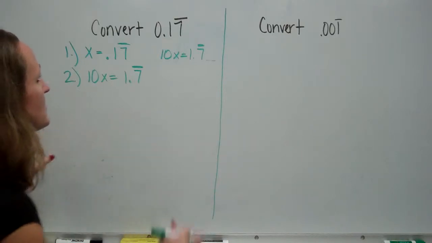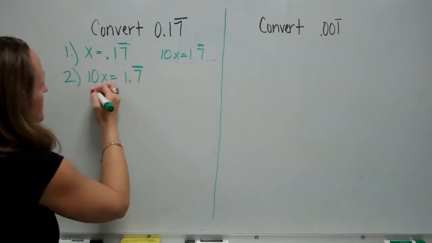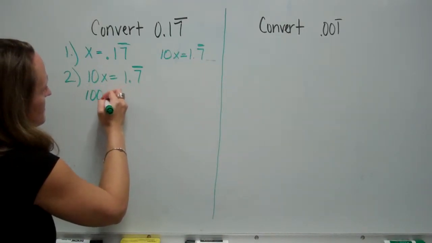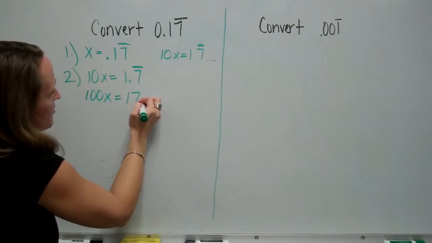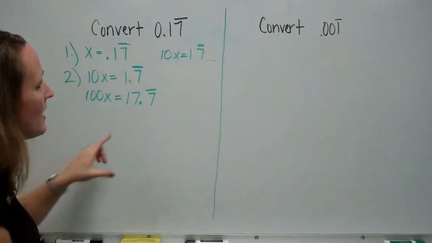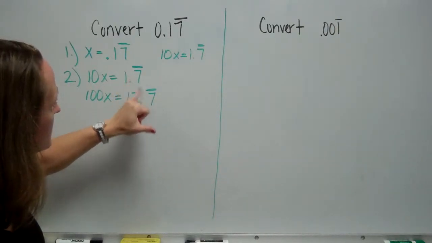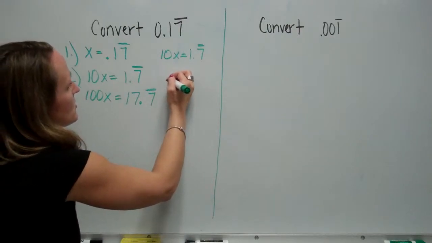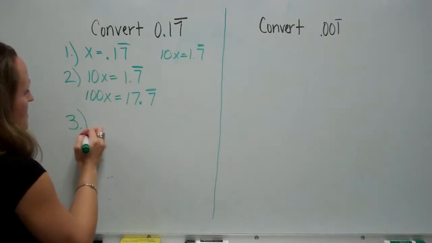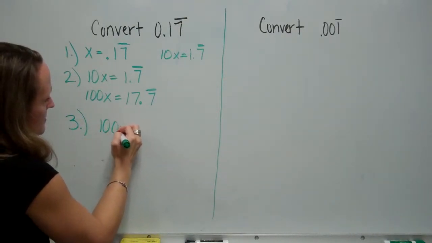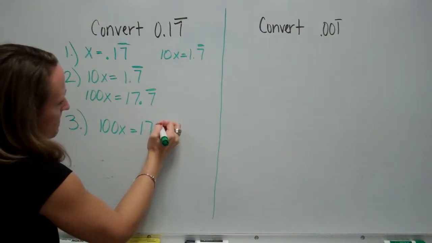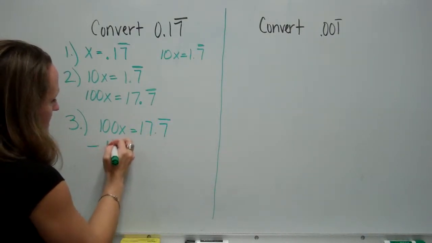So I'm going to multiply times 100. If I do 100x, I'm going to get 17.7 repeating. Now I can line up those decimals. See, there's one number on that side of the decimal. So I'm going to do step 3, 100x minus 10x.